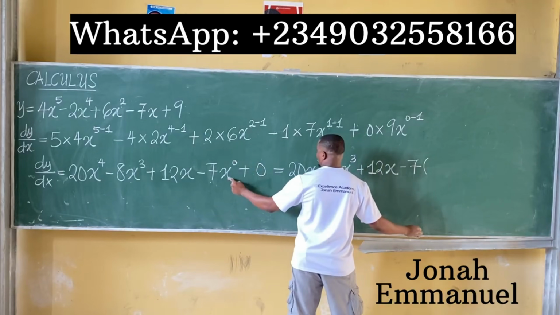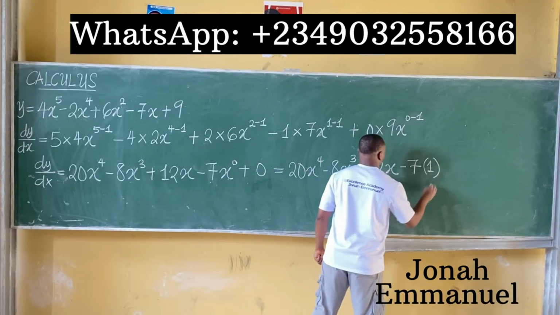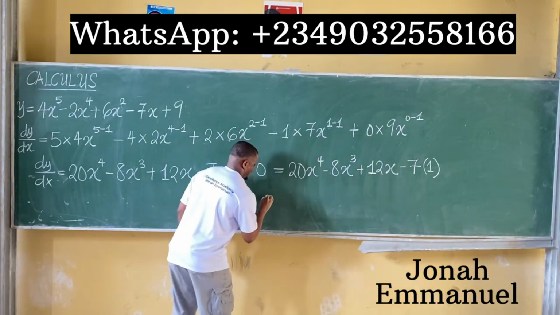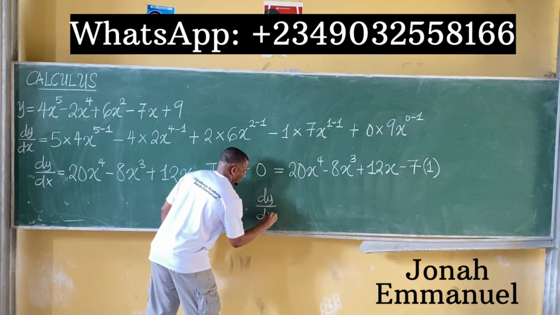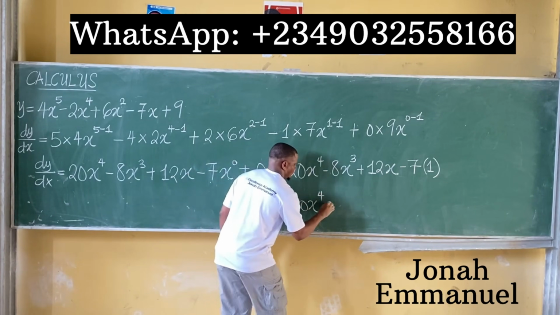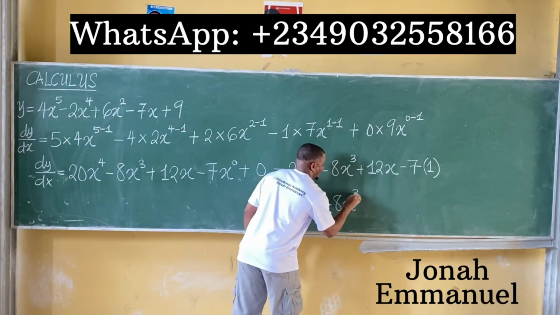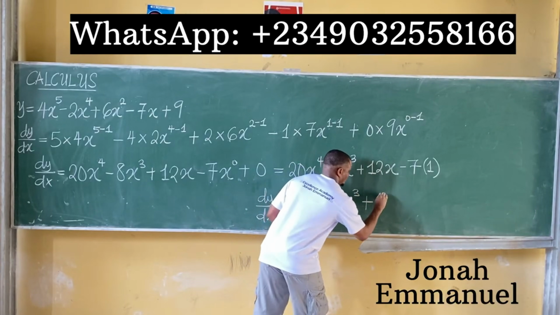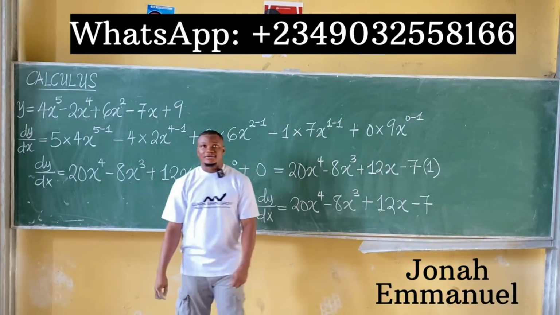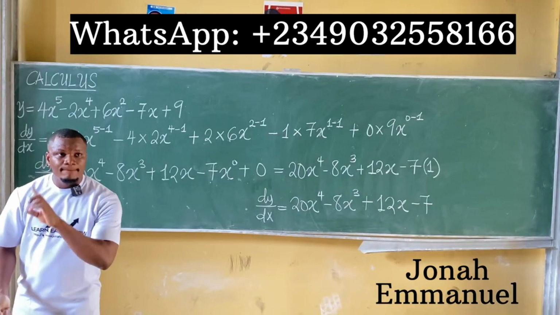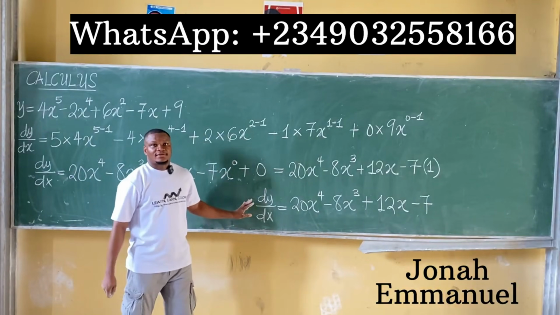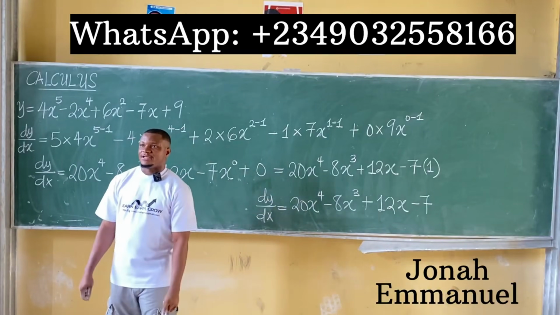1. So x to the power 0 gives you 1, by the law of indices. So you have this. You have plus 0. You can go off. So you have this. So my final answer is that dy dx is equal to 20x to the power 4 minus 8x to the power 3 plus 12x minus 7. All right, so that's your answer, please. dy dx is this. That is your answer.